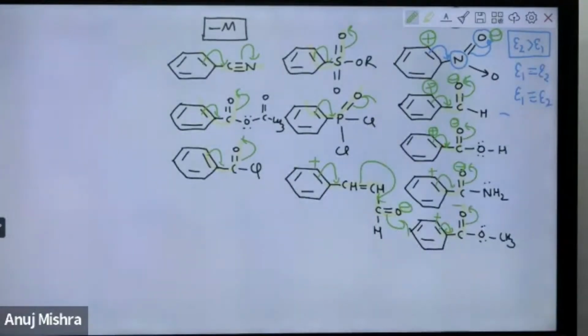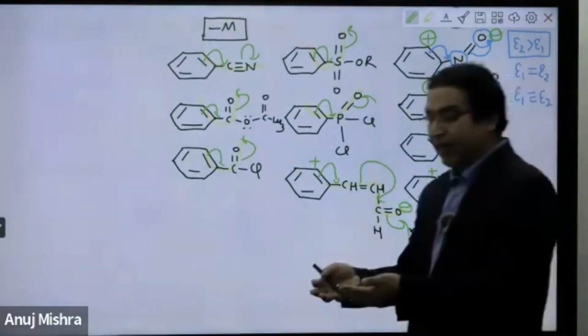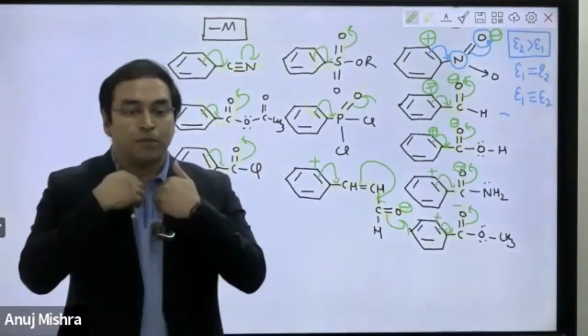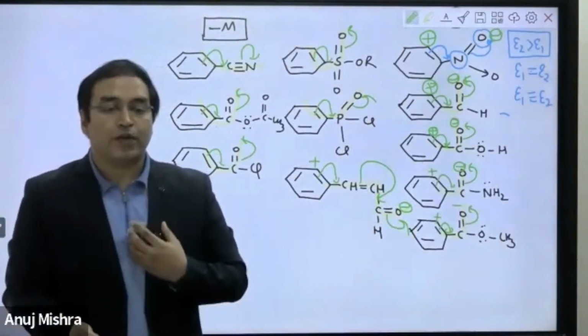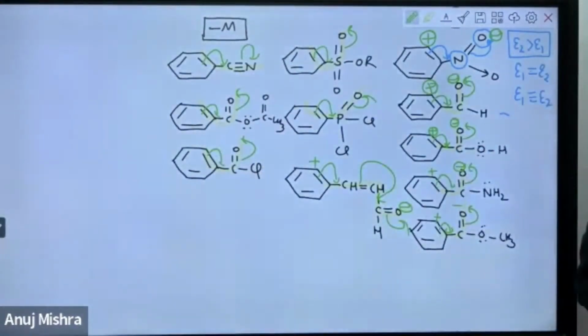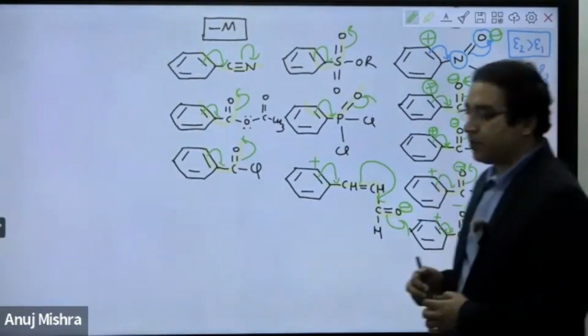Plus M means support with resonance or conjugation. Minus M is pulling with resonance and conjugation. Plus I means pushing with electronegativity differences. Minus I is pulling with electronegativity differences. Done? So this much is clear. You understood plus M, minus M properly.